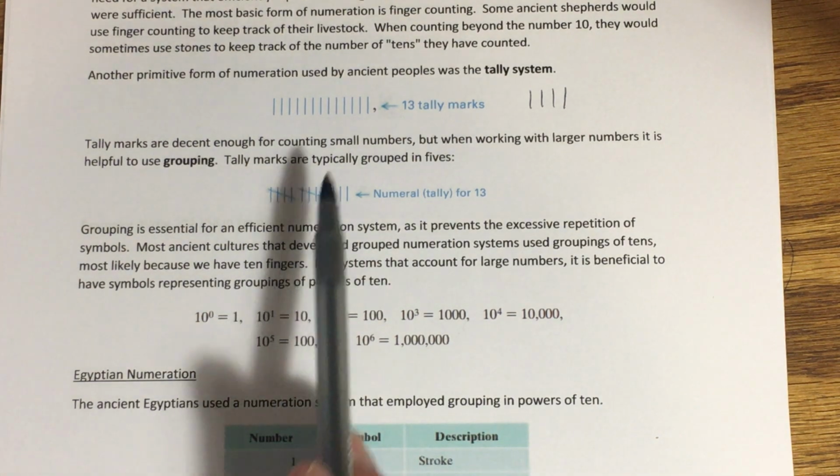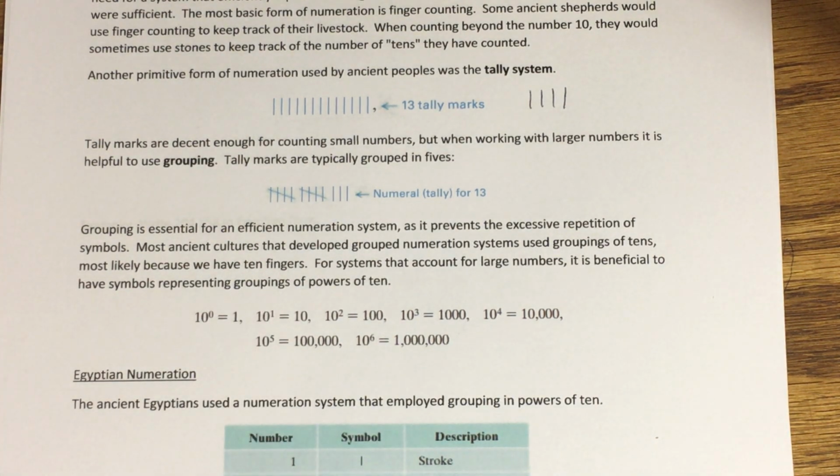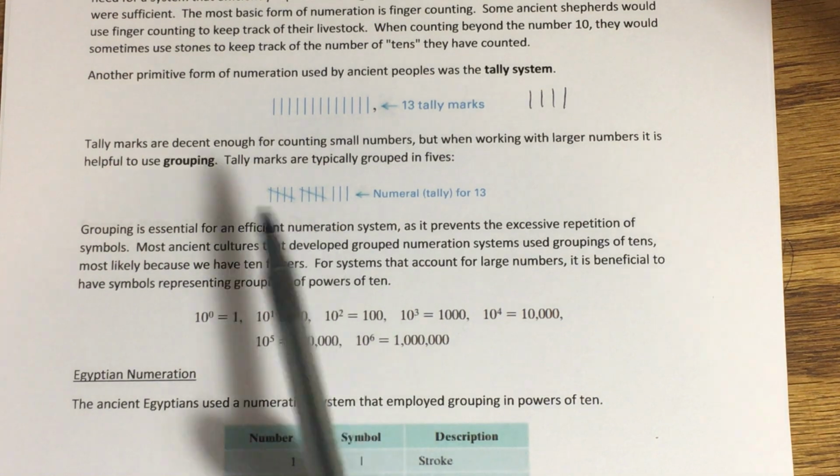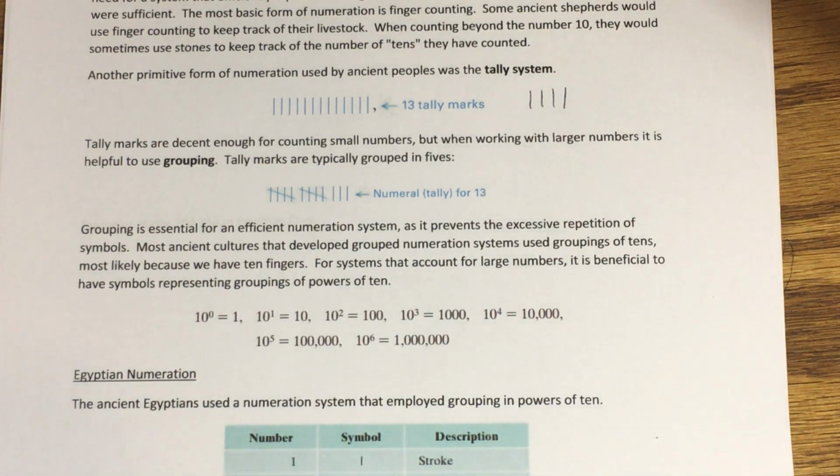So that's an improvement on that tally system, but it's only a small improvement, because even then, if I want to represent a number like 749, that's a lot of groups of 5, and at that point I do have to individually count each of those little groups. So this still doesn't get us very far.